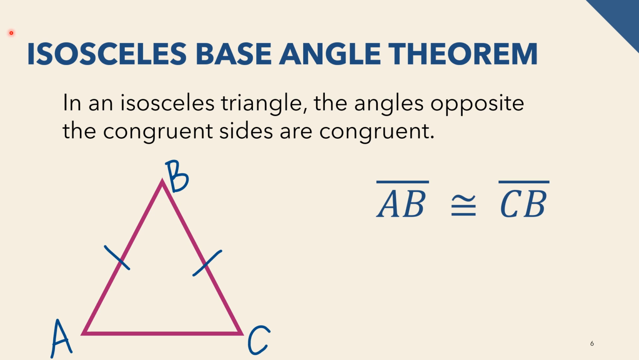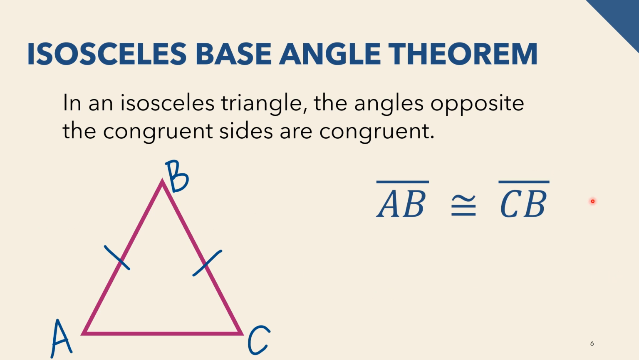And this theorem says that if you can figure out what angle is opposite from each of those sides, then that's going to give you two congruent angles. So in an isosceles triangle, the angles that are opposite from the congruent sides are congruent. Here you can see that it's labeled that side AB is congruent to side CB. Now we just need to figure out what is the angle that is opposite from those sides.